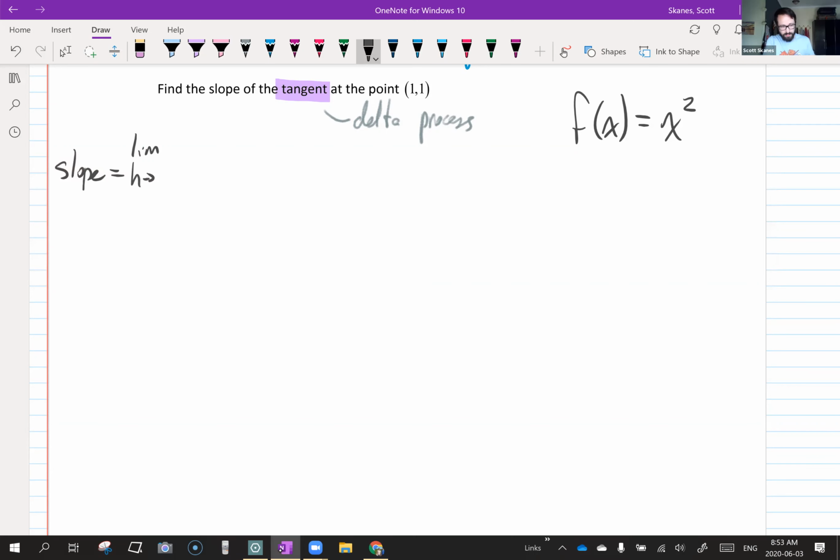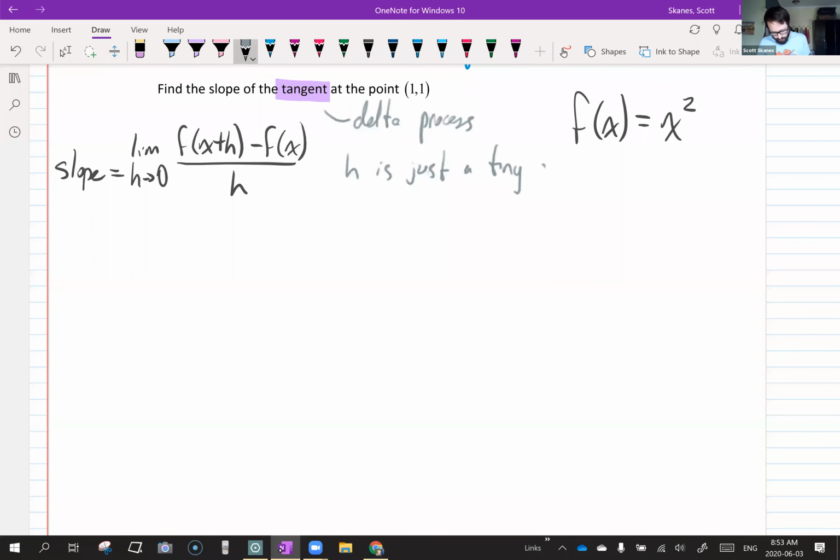So the delta process is as follows. The limit as h approaches 0, as the distance between 2 points equals 0, of the y value at the second point minus the y value at the first point, over h. H is just a tiny distance between x values. And we're just going to bring it to 0.